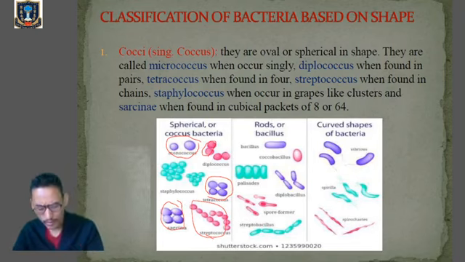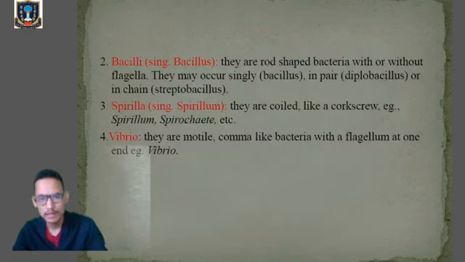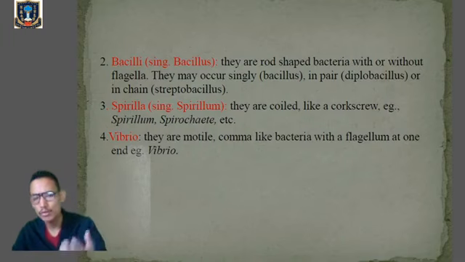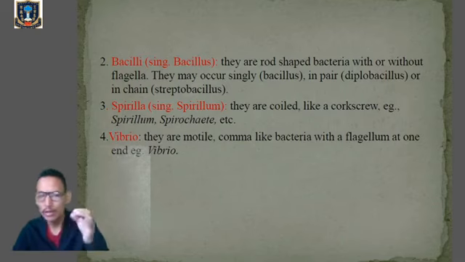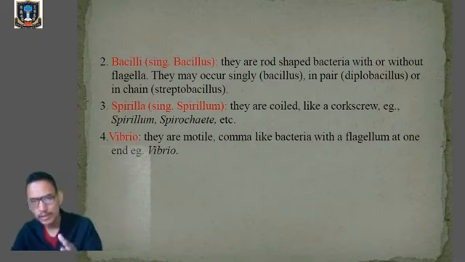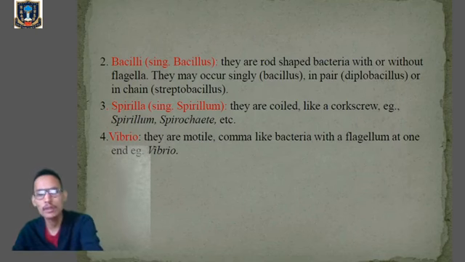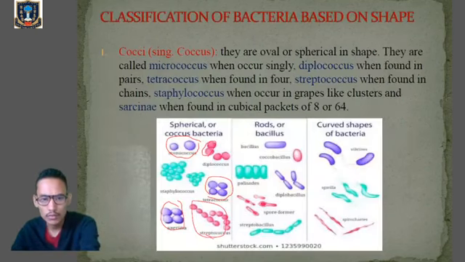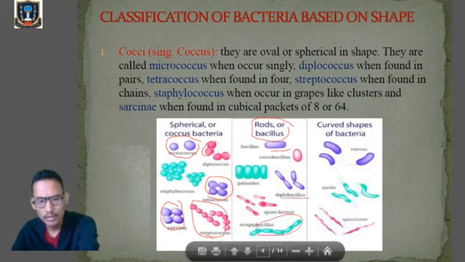Then the second one is the bacilli or bacillus. They are the rod-shaped bacteria, which are with or without flagella. Flagella help in movement or locomotion. They may occur singly, called bacillus, or in pairs, called diplobacillus, or in chains, called streptobacillus. You can see over here the rod-shaped bacteria, or bacillus bacteria, occurring singly, in pairs, or in the form of a chain also.